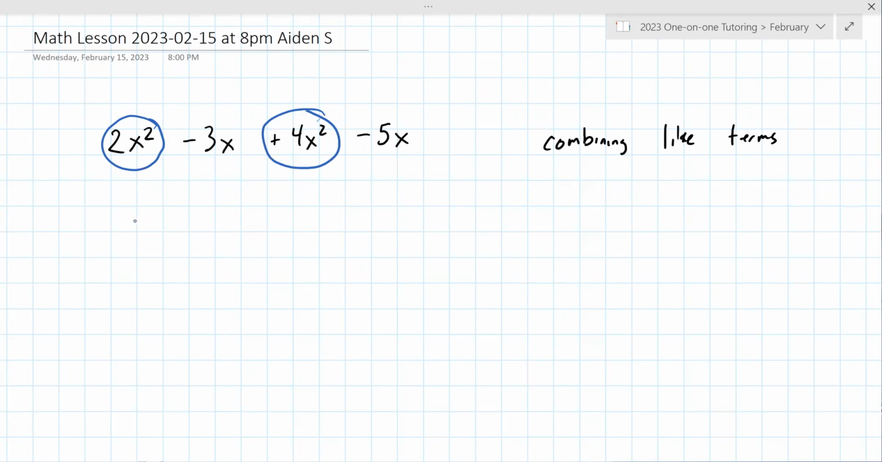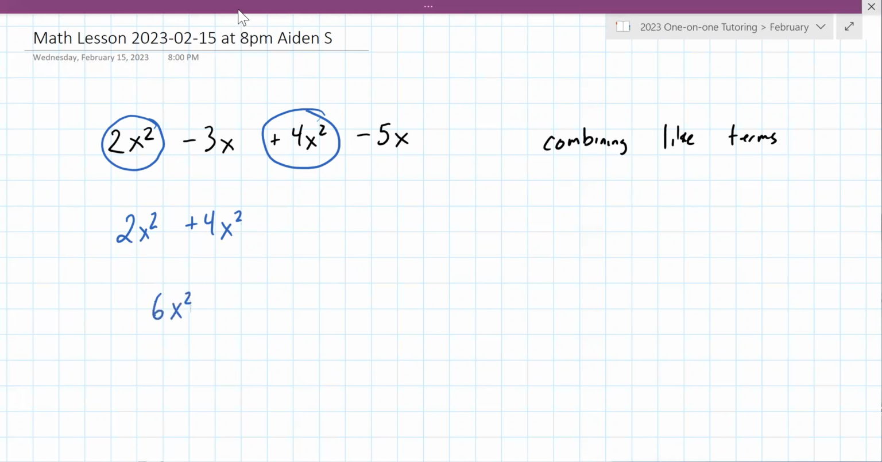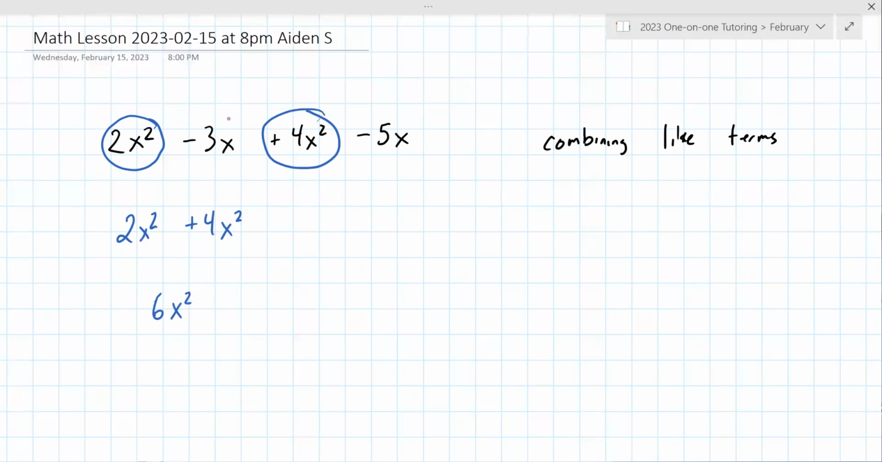So the like terms here, you've got 2x squared and a 4x squared. It's like 2 eggs and 4 eggs. How many eggs do you have together? 2x, 4x. That's 6x squared. Yeah. And then the other terms here are the minus 3x and the minus 5x.